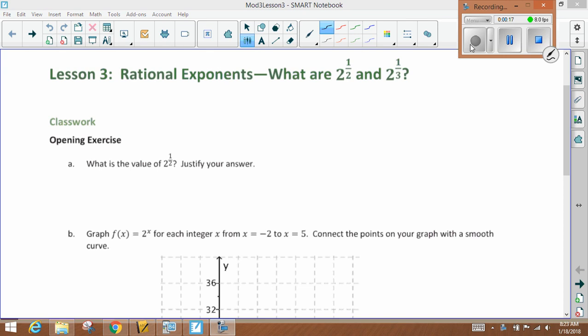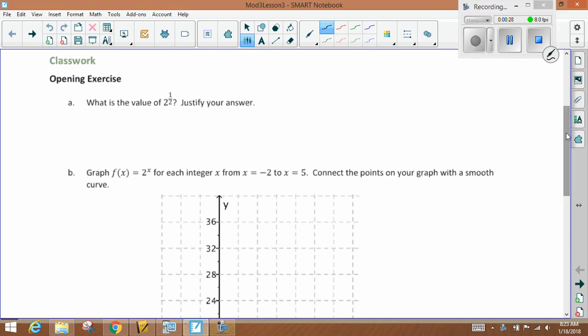So, we're going to talk about rational exponents. So, exponents that are fractions, right? That's a fancy way of saying fraction exponent. And for our opening exercise, we're going to talk about, hey, what do we think the value of 2 to the 1/2 power is? And really, all we can do to figure that out is compare it to some stuff that we know, right?